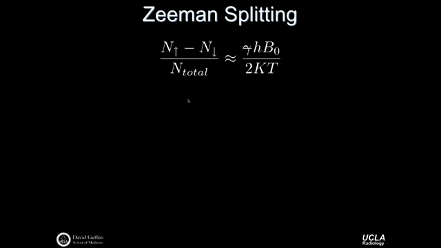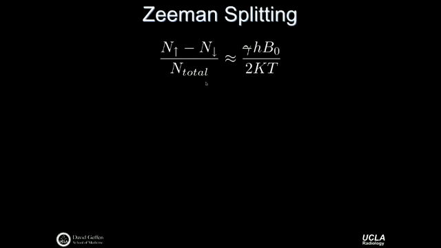There's an expression that tells us what is the imbalance between the two spin populations. If we take the number of spins in the spin-up state minus the number of spins in the spin-down state, divided by the total number of spins, that's approximately equal to gamma times Planck's constant times B0, divided by 2 times Boltzmann's constant times the temperature. Okay, so what are we really talking about? This expression on the left-hand side is telling us something like what's the percent of spins in the spin-up state. But instead of being a percent, it's going to be even lower than that. It's going to be in the parts per million range.